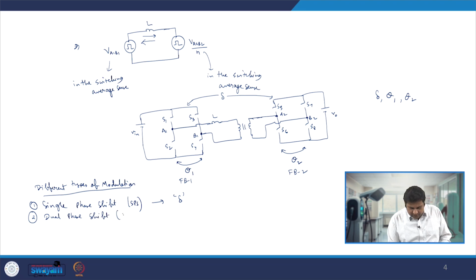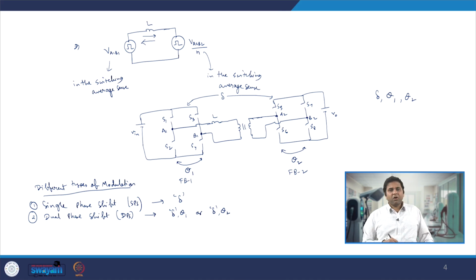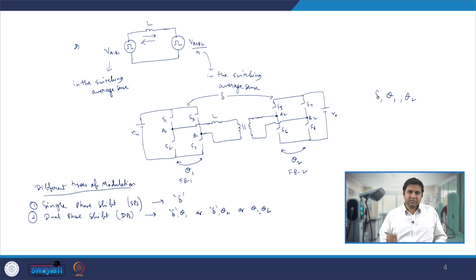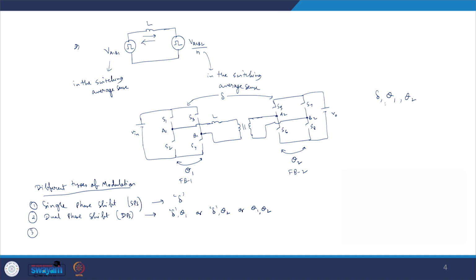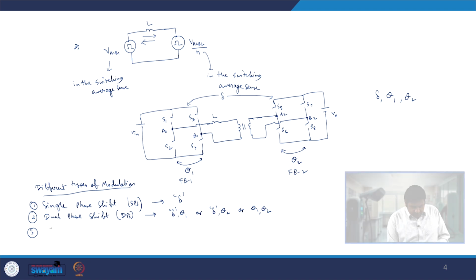Now the second modulation, dual phase shift. Dual phase shift modulation, also called DPS: along with delta, you can change theta 1, or along with delta you can change theta 2, or one can also do theta 1 comma theta 2. Again, it depends upon the designer what kind of modulation they want to implement in their control scheme.